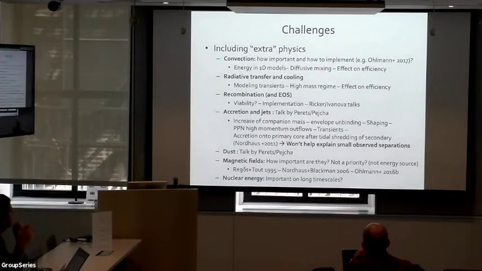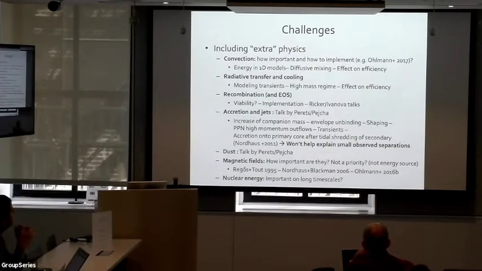So there's convection. Convection could be important because of diffusive mixing, as well as transporting energy. It doesn't just transport energy out, but it spreads energy in all directions. We don't know what effect that will have on the unbinding, but it's probably important. So that also would affect things like alpha. The radiative transfer and cooling, for modeling transients, this is crucial, as was discussed, the high mass regime, and again the efficiency, like in Jason's talk.